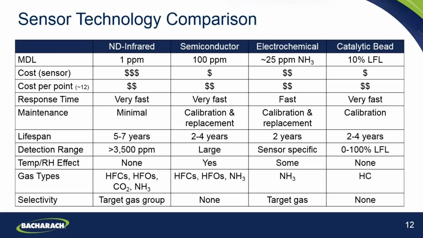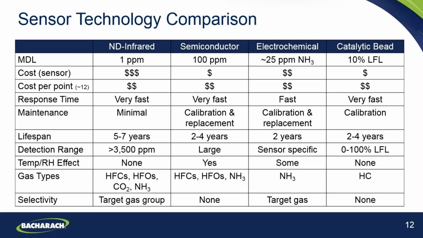We can see that supermarkets are a very large user of HFC refrigerants. As you can see in the graph, there's a very, very large proportion there of refrigerants used within supermarkets. Just in the US alone, there are over 37,000 facilities that fall into this category with an average refrigerant charge of 3,500 pounds.